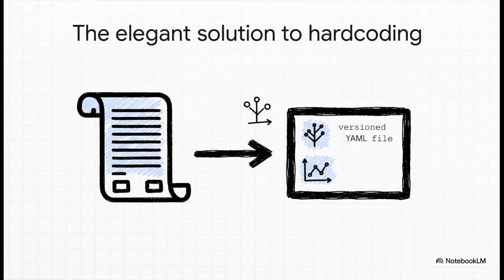This little file can now be versioned in Git, you can share it with your team, and it gets logged with every experiment. Suddenly, everything you do is transparent and easy to repeat.